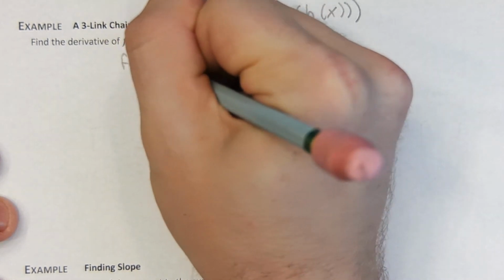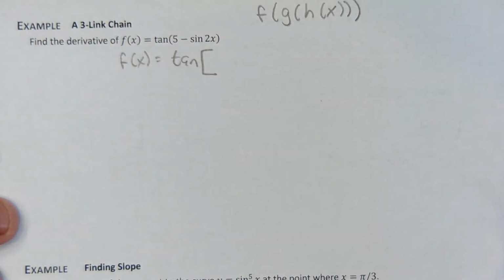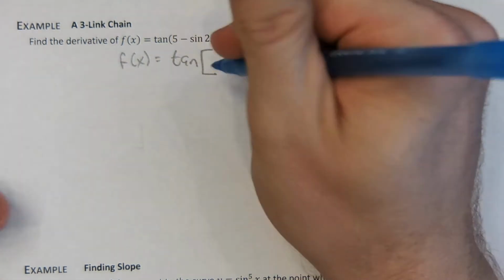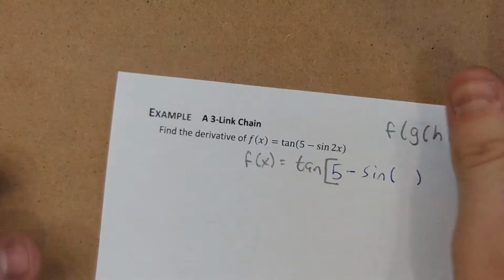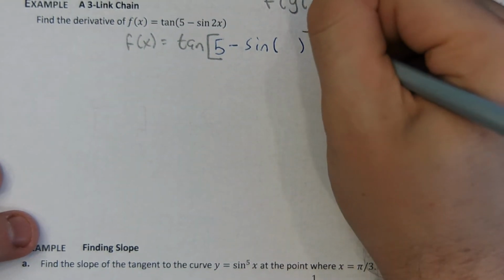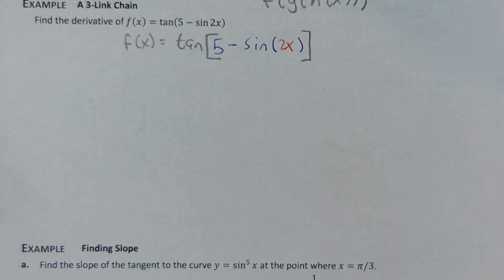So the function can be written as the tangent of, and then I'll change colors. I think that'll help also. 5 minus the sine of 2x. There. So my 3 functions: the pencil function, the blue function, the red function. So when we find our derivative using the chain rule, we work our way from the outside in, kind of like peeling an onion.